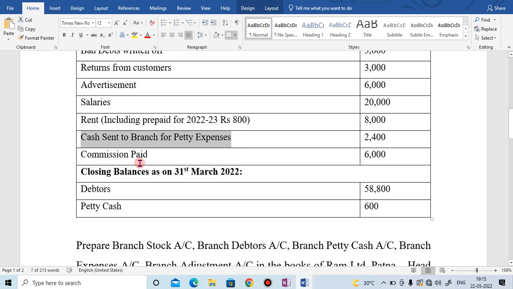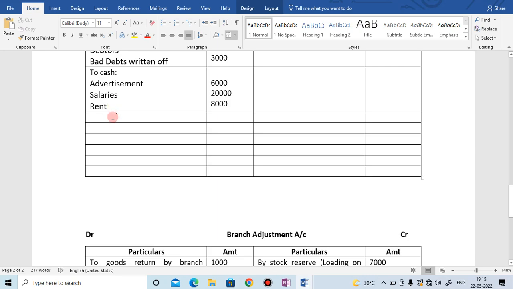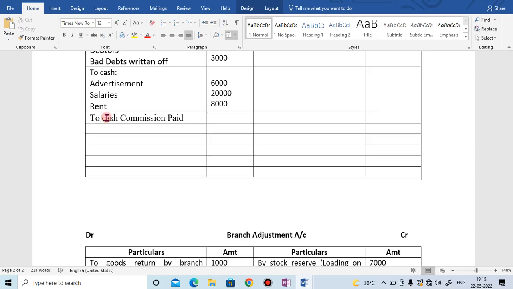Next is commission paid. Commission paid is an expense, so it will come in the branch expenses account. Branch expenses account, rupees 6000. Commission paid 6000 rupees in branch expenses, to cash. Reason: commission paid, 6000.